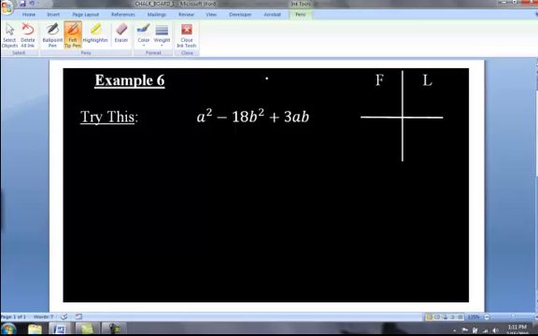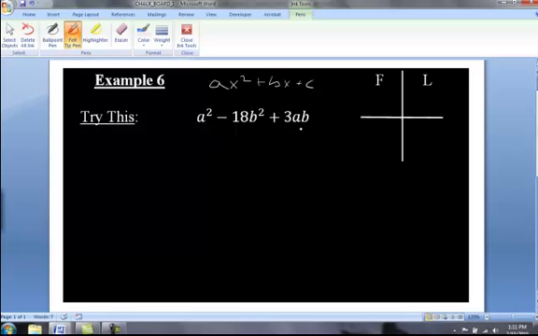Now, as we go through these examples, we need to remember a couple things. First, we're always supposed to look for a greatest common factor. Now, in this example, we don't have a greatest common factor, but we always have to also make sure it's in descending order. Remember, descending order is ax squared plus bx plus c.